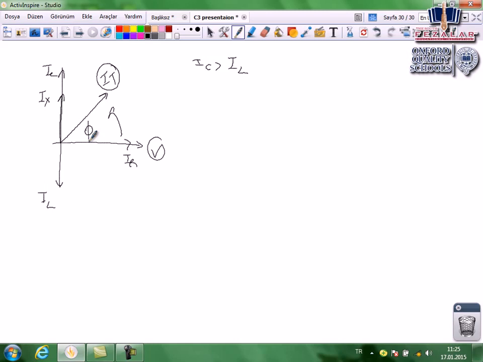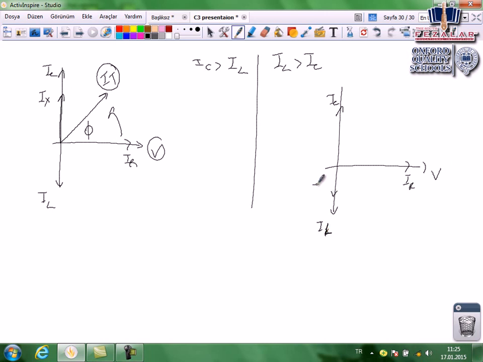If the opposite takes place, meaning IL is greater than IC, let's draw the phasor diagram. Up we have IC, down we have IX, here we have IR and voltage. If IL is greater than IC, that means IX is drawn in the direction of minus Y. So the total current is drawn like that. At this time, as you see, voltage leads current by phi. Remember, in AC circuit with pure inductor, voltage leads current. So at this time, the circuit is inductive.